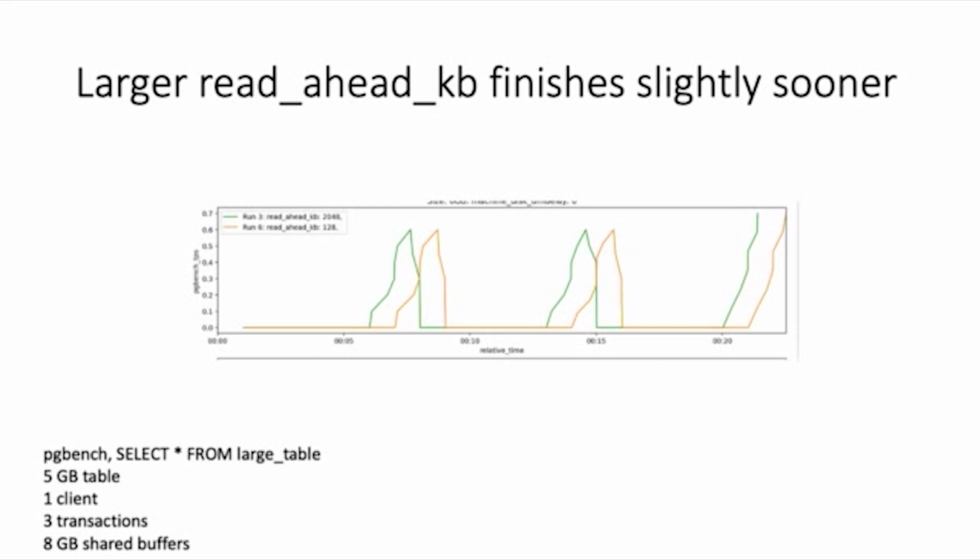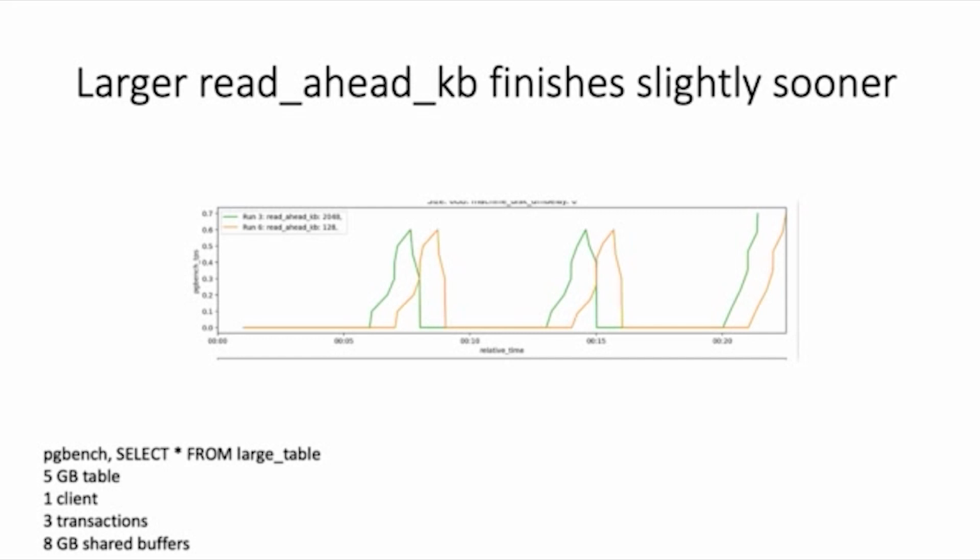One client, and I do it 3 times, I could have just done it once, but whatever. And 8 gigs of shared buffers. The default read ahead on my local SSD was 128K, and that is the orange line. The green line is with it set to, I guess, 2 MB or bigger. With 128K, it takes a little bit longer to finish.